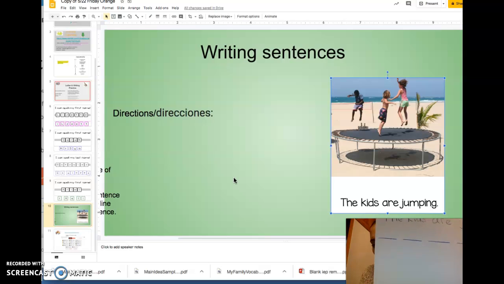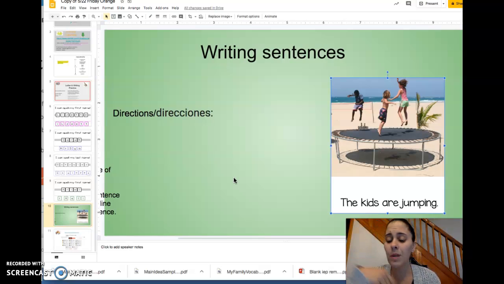What I have done here is provided a sentence, the same sentence that's on the board. The kids are jumping. They're going to look at this picture and copy your sentence from a model. They're going to write the word the right here, and the word kids down here. This helps them with a visual, so I want you to show them the picture as they're writing.